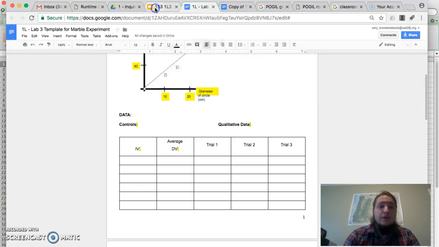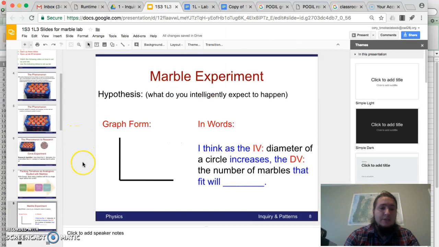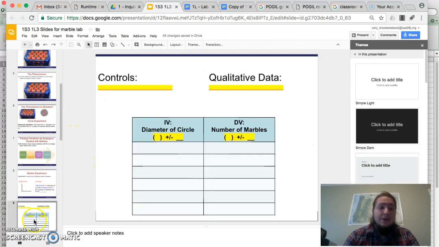So if I go back to my slides here, I have a slide that shows how we set it up. We need to make sure we have all our controls, our qualitative data here, and then diameter of the circle, number of marbles, with the units, and then our uncertainty. So that's what we need to get down. Any lab we're doing in the future, you're going to get all of this down.